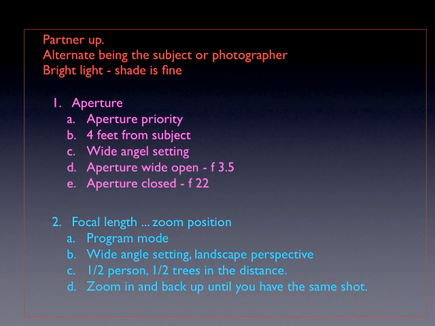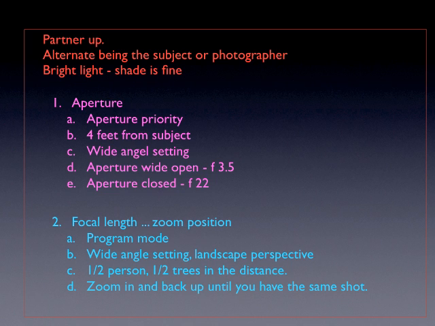The second task is focal length or zoom position. So in program mode, use just the automatic settings. Take a wide angle setting, landscape perspective picture. Put a person in the picture so that the picture is half person and half background, and have the background in the distance. So take a picture with your wide-angle lens in that way. The picture contains half person, and the background contains half trees or whatever it is.